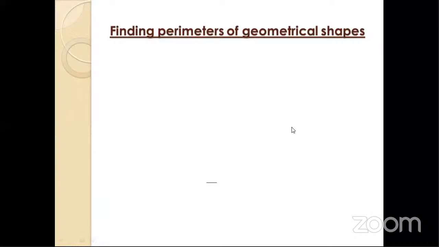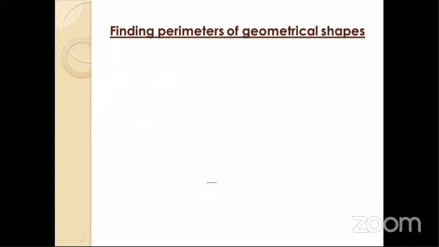Perimeter is the total distance around a figure. Very good. That is it. Because when you put the word total, then you are defining it well. And that word total is very important. Perimeter is the total distance round the figure, the total distance round the closed simple figure. That is what it means by perimeter.